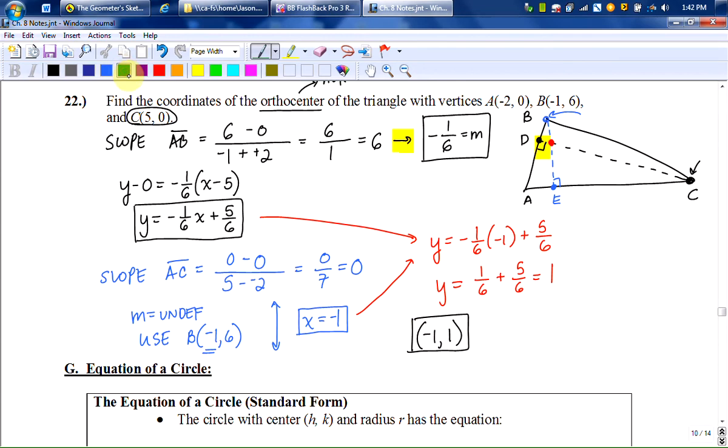Just to check my work, I'm going to find the slope of BC.